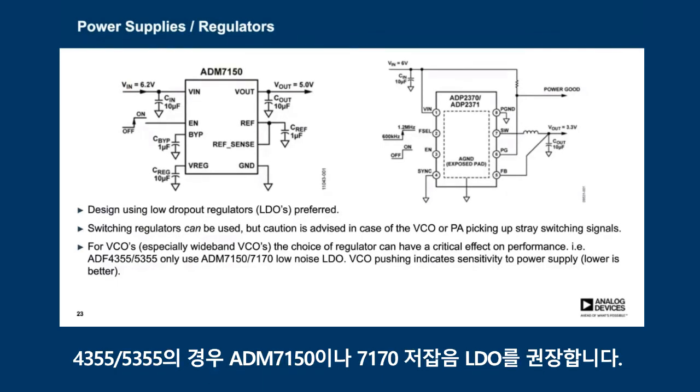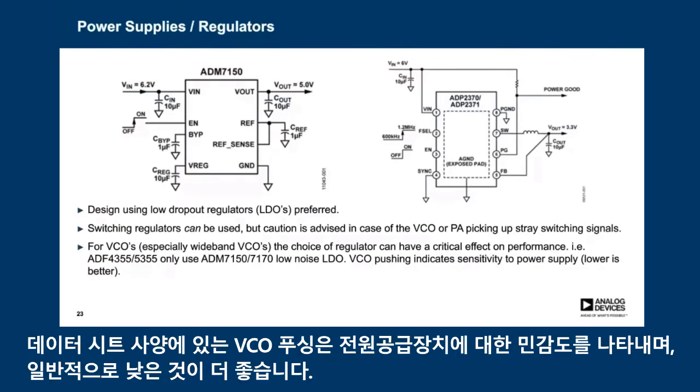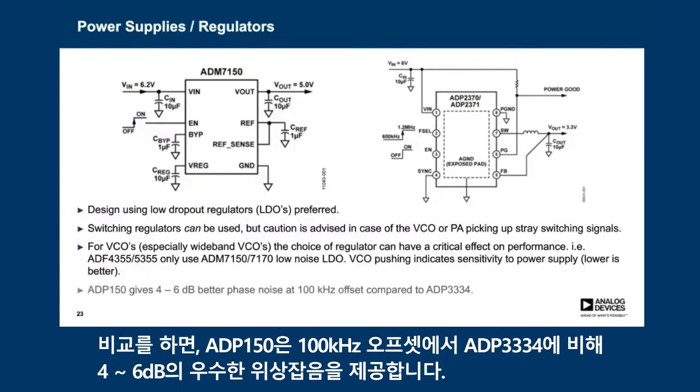So for the 4355, 5355, we recommend the ADM7150 or 7170 low noise LDO. And the VCO pushing, which is on the datasheet spec, indicates the sensitivity to power supply, and lower is generally better. The ADP150, to give a comparison, gives about a 4 to 6 dB better phase noise at a 100 kHz offset compared to the ADP3334.